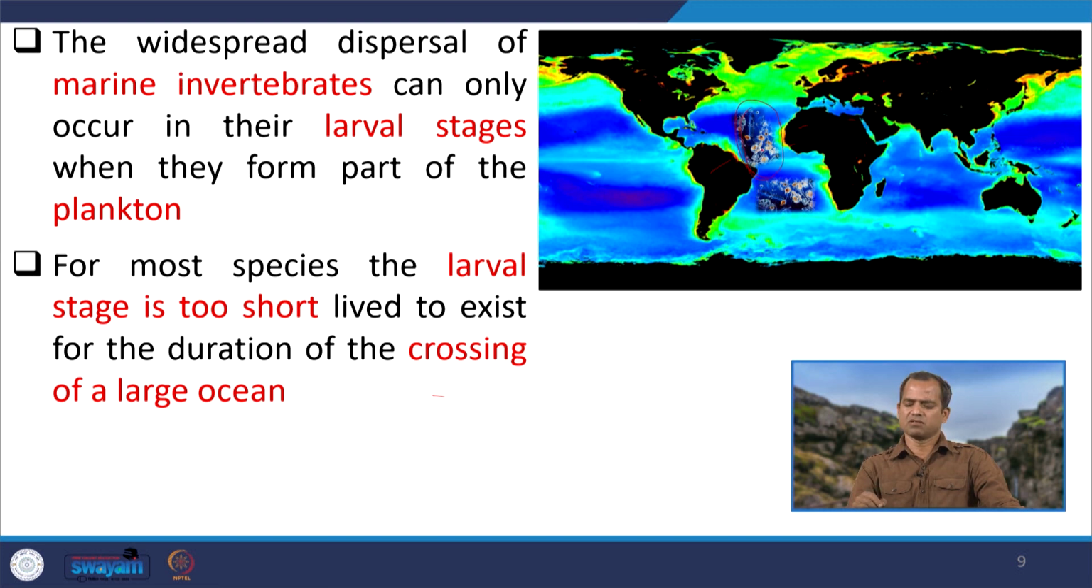So, though it is possible in the larval stage that we can believe, due to the shortage of time for the larval stage, it is not possible to believe that during the larval stage these organisms travelled across this ocean and were distributed among these continents.